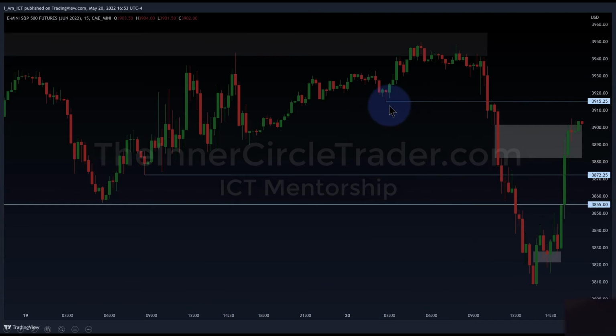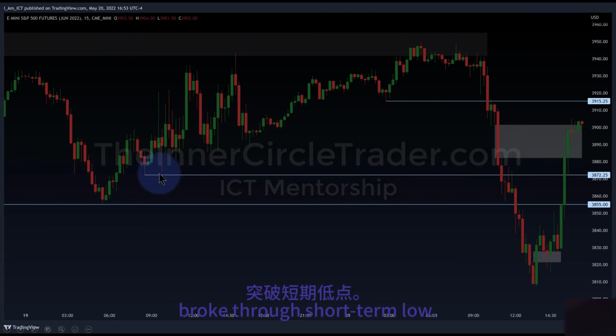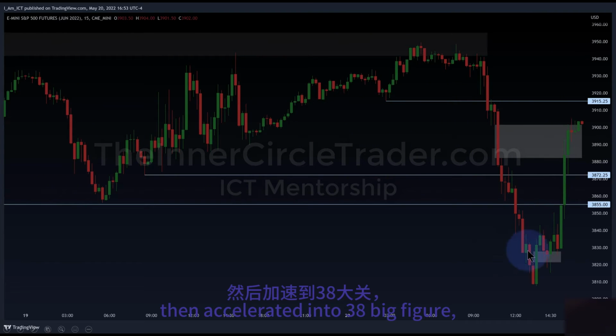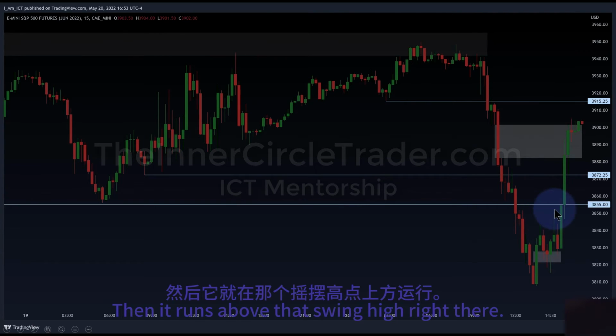We broke the swing low and then rolled with an accelerated move lower, created an imbalance, broke through short-term low. The sell side has been taken here, accumulated more shorts, sent it lower below the May 12th low at 38.55, then accelerated into 38 big figure, ran higher, retraced back down and in. So we have a swing high, then it runs above that swing high right there.